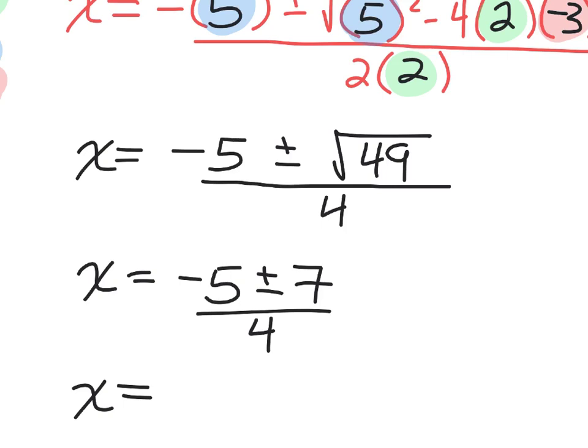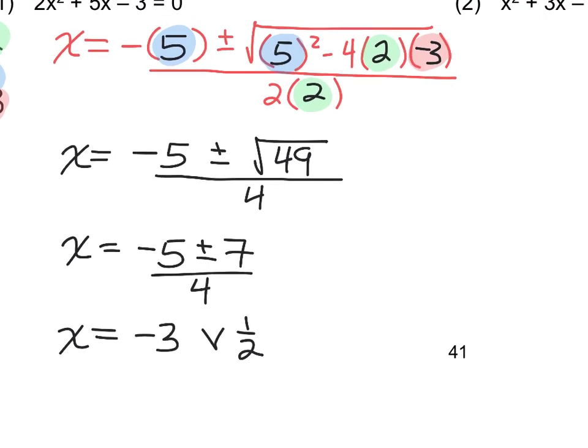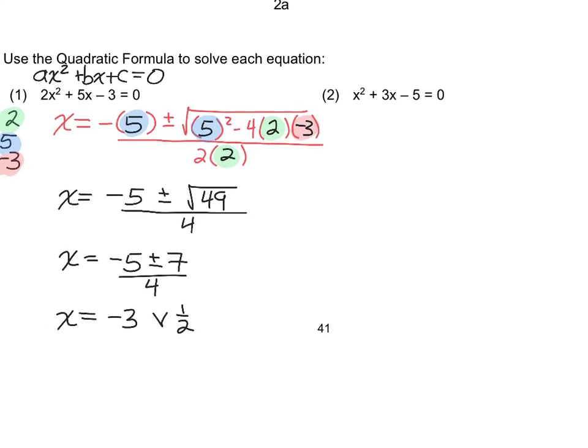There's no radical in there. So you could actually take that next step. So we have -5 minus 7, which is -12, divided by 4 is -3. Or we have -5 plus 7, which is 2, divided by 4, 1/2. All right. So when you get clean numbers like that, it means that you could have solved by factoring. You could have solved by completing the square. All right, but we're learning how to use quadratic formulas, so that's why we're doing it this way.